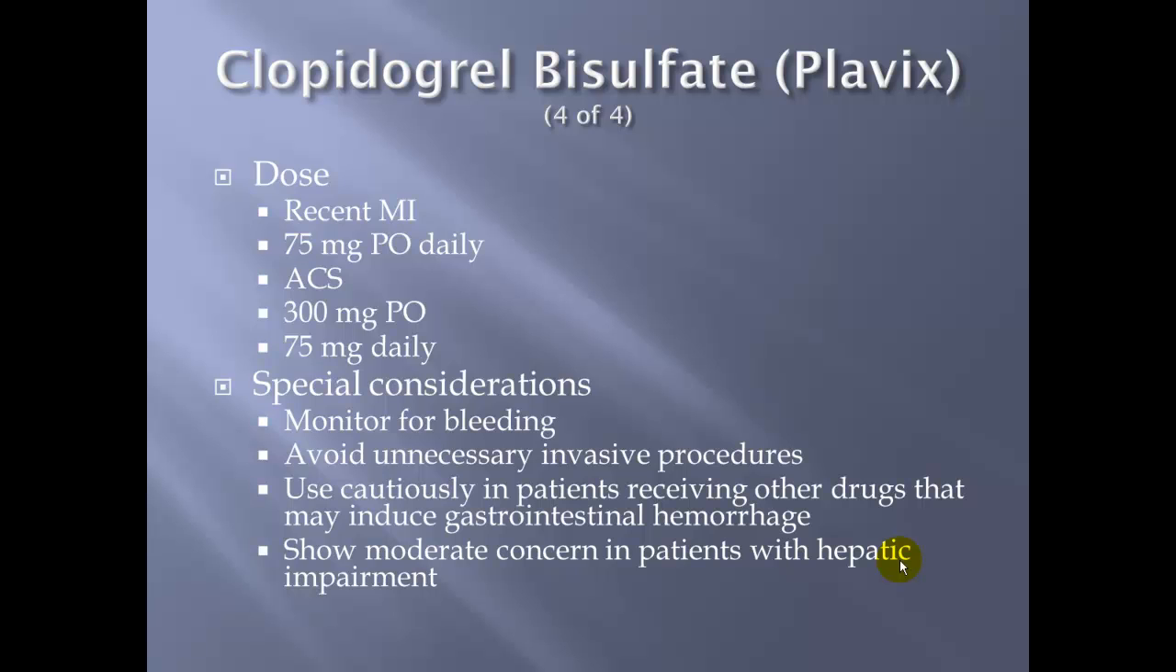Dose on this: recent MI, 75 milligrams PO daily. In ACS, or acute coronary syndrome, active MI possibly, we give them 300 milligrams PO and then 75 milligrams after that daily. Special considerations: monitor for bleeding, avoid unnecessary invasive procedures, use cautiously in patients receiving other drugs that may induce gastrointestinal hemorrhage, show moderate concern in patients with hepatic impairment.